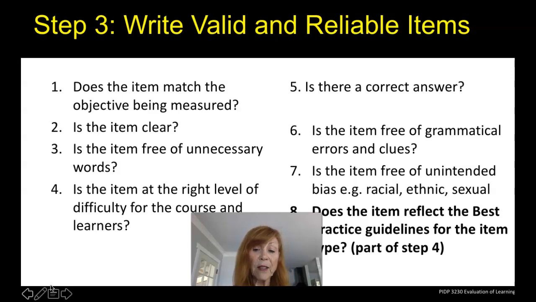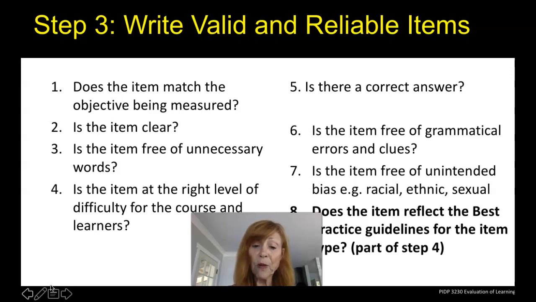And number 8, and this is really important because it is also part of step 4, does the item reflect the best practice guidelines for the item type? Those are here on Moodle in this section. Go through them. They will really help you revise your items to make sure that they are valid and reliable.